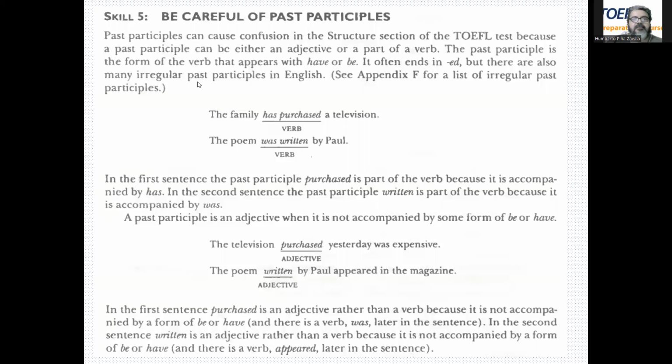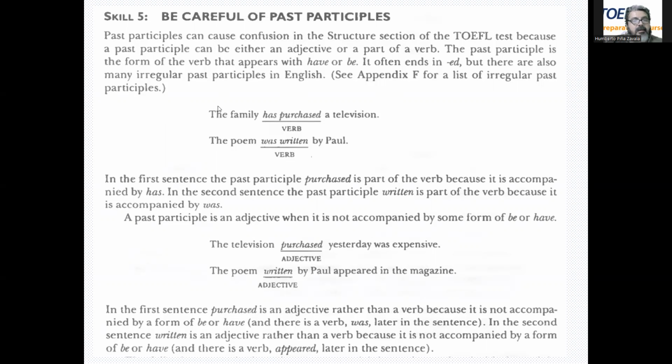Skill number 5: be careful of past participles. Past participles can cause confusion in the structure section of the test because a past participle can either be an adjective or it can be part of the verb. Past participle is the form of the verb that appears with have in perfect tenses or with be in passive voice. It often ends in -ed, because they're regular, but there are also many irregular past participles in English. You might want to take a look at that list at the end of the book.